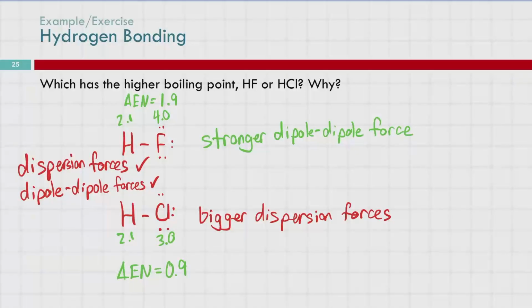Which is stronger, dispersion or dipole-dipole? Dipole-dipole. So far, HF is winning, with stronger dipole-dipole forces. Is there another force that we have available to us? Hydrogen bonding. Do either of these two meet our requirements for hydrogen bonding?